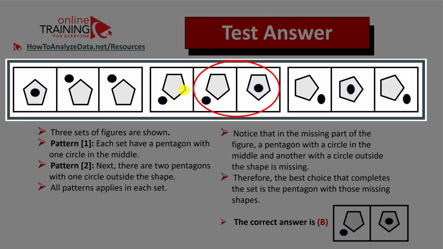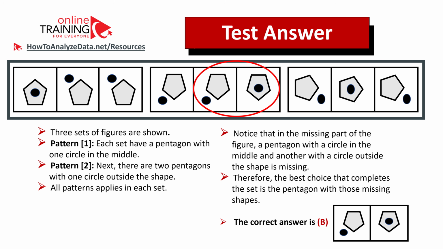So to determine the correct answer, you need to look at the pentagon already present in the question. You see that the pentagon already present in the question has the circle outside of the pentagon, which means that the correct choice to answer this question would be 2 pentagons, one pentagon with the circle outside and another pentagon with the circle inside. Let's recap.